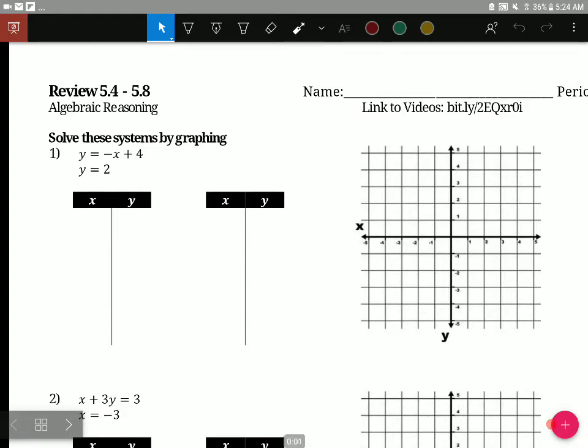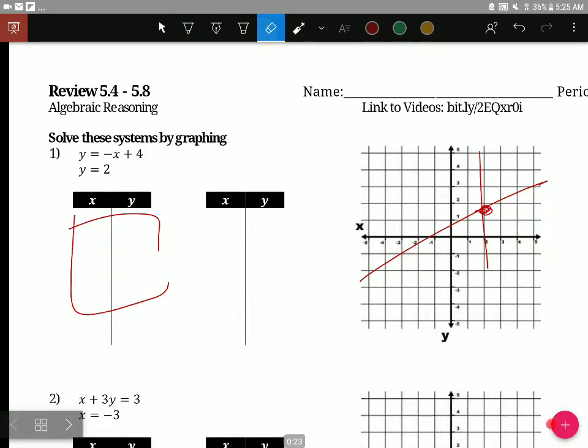All right. This is Algebraic Reasoning Review 5.4 to 5.8. Basically, the first three are just solving these systems by graphing. Remember, we're going to graph them. We're going to get a series of points, and wherever they cross, say if they cross right there, that's going to be your answer.